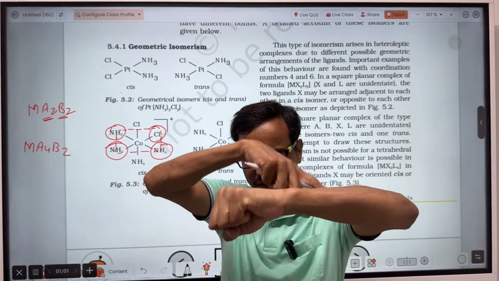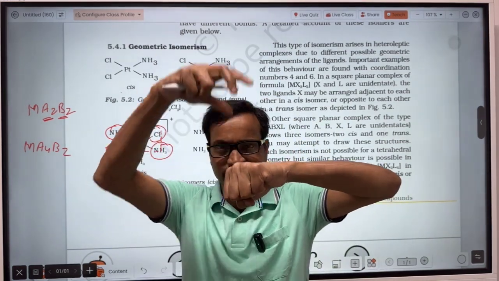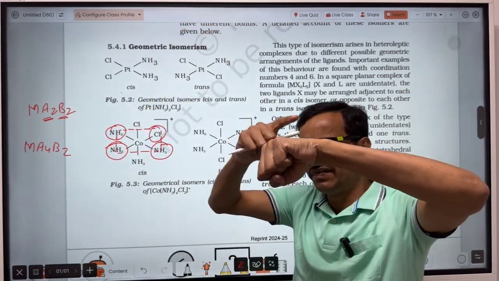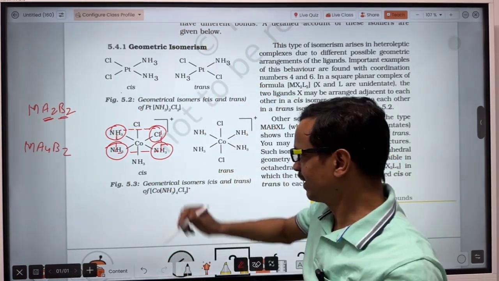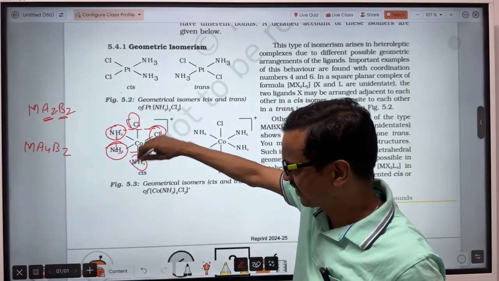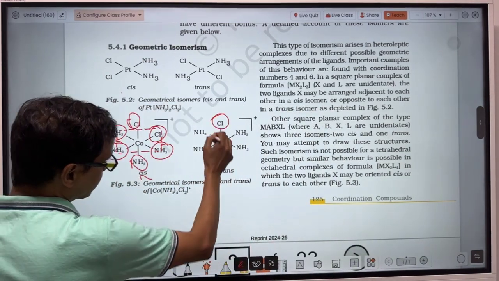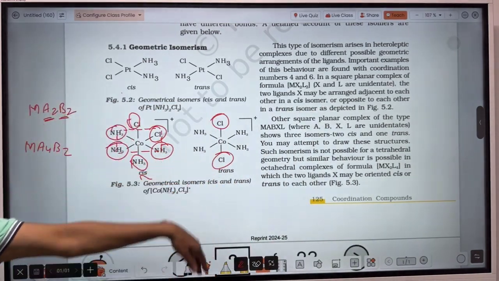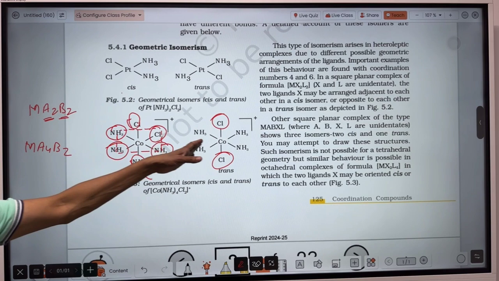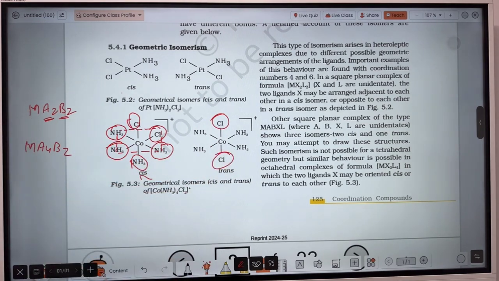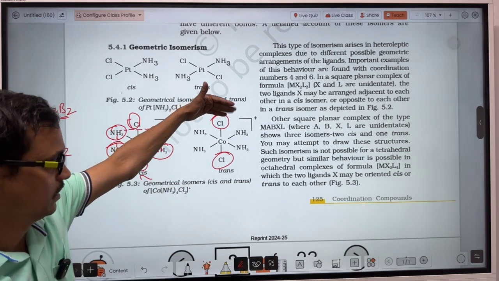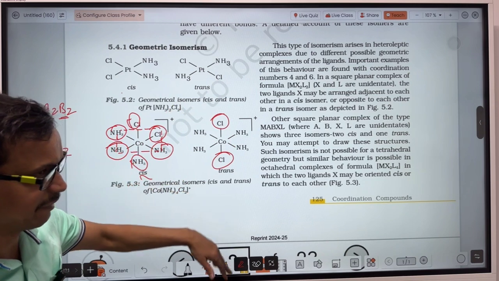They are on the four corners of a square, with one chlorine above and one ammonia below. So above and below are different, so that's why it is cis. And here, where above and below is different, then trans. In the Ma4B2 type, you will have to consider only the ligand which is present above and below.